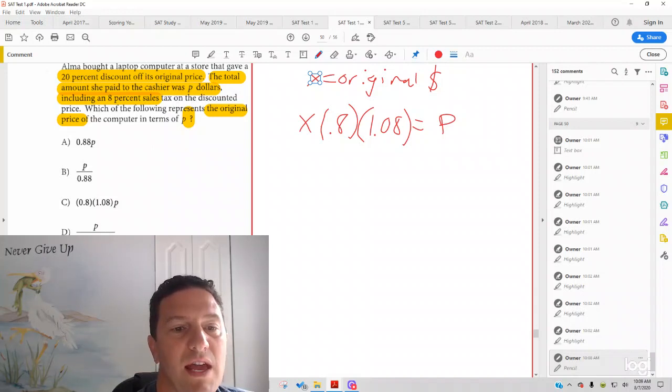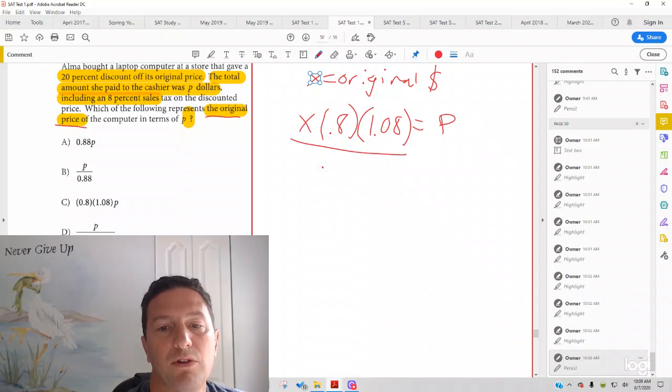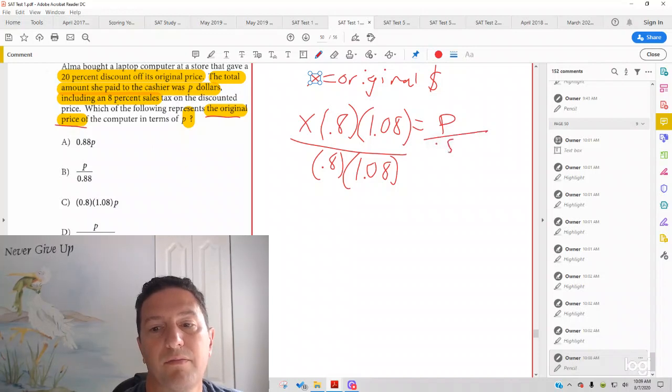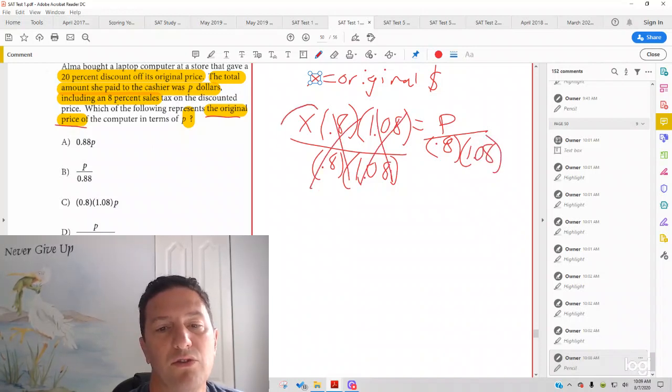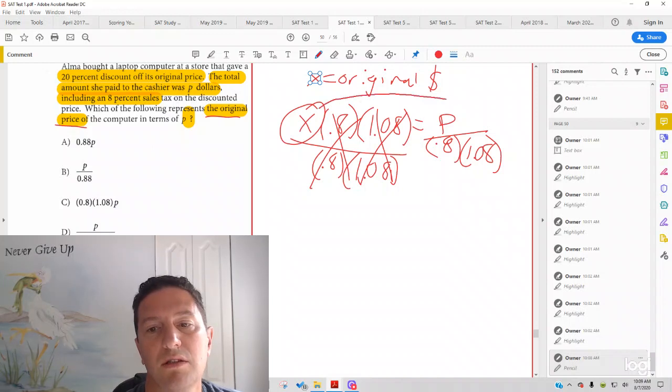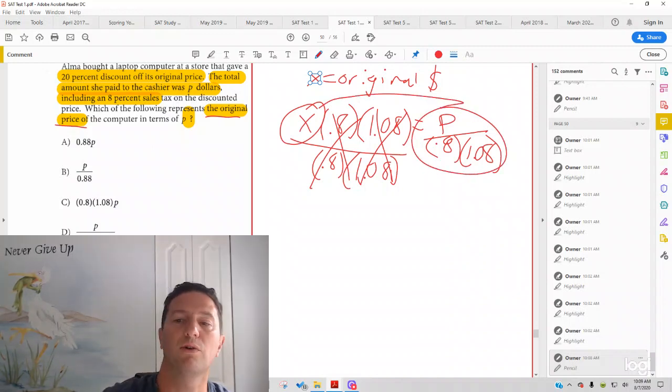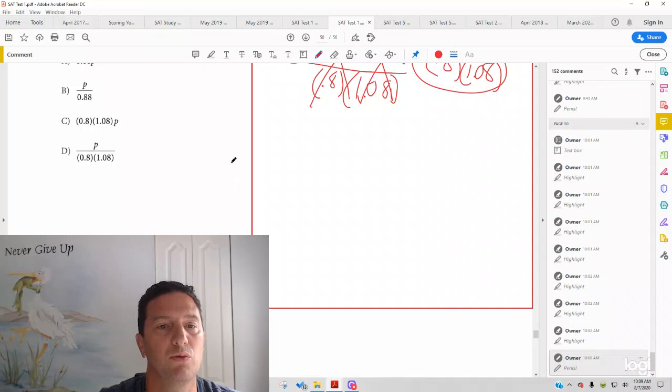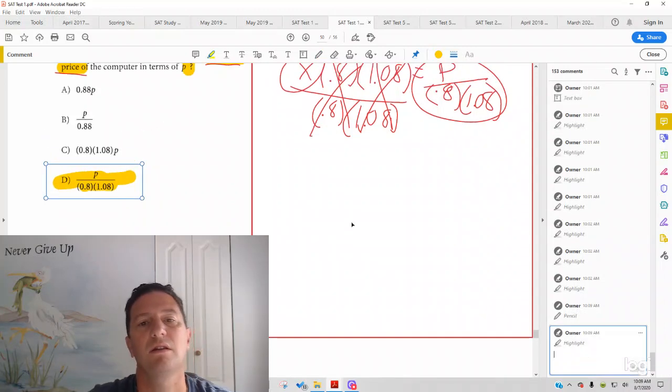Remember, P is the amount she paid. Since the question asks for the original price, all you have to do is divide both sides by 0.8, divide both sides by 1.08. Cancels here, and you get your answer. Your original, which is your x, is going to equal P over 0.8 times 1.08, which once again is answer choice D.